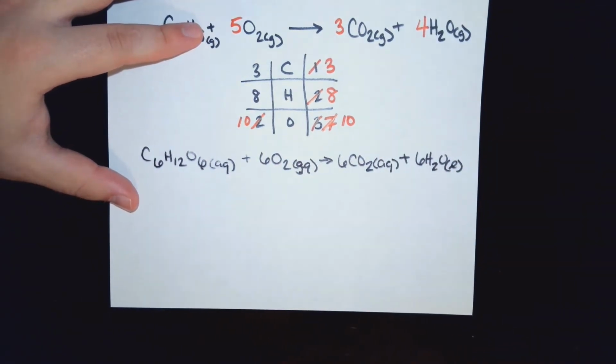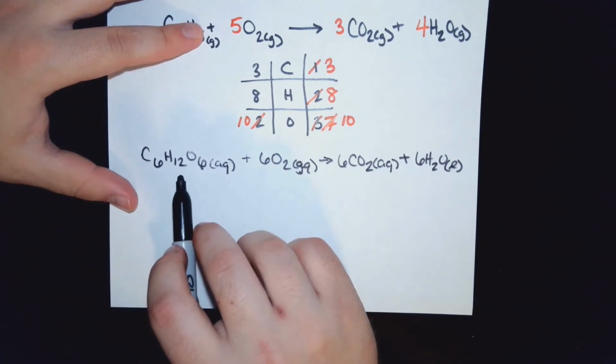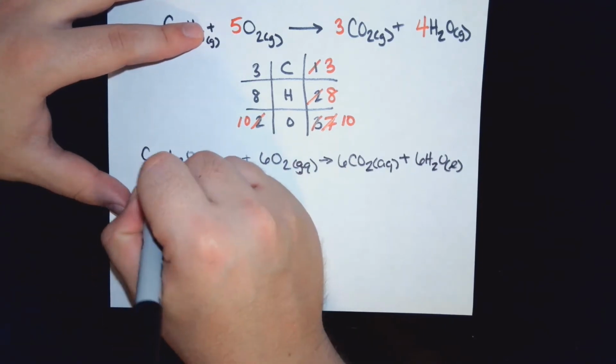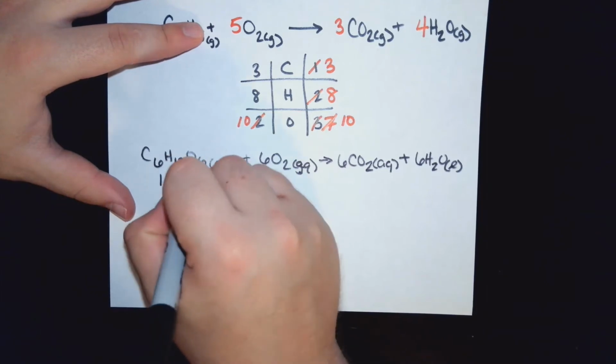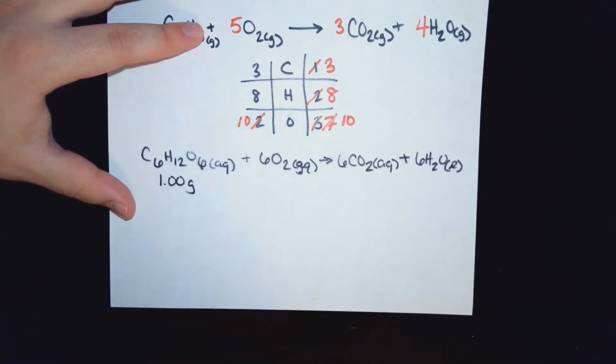Okay, so if I want to know how many grams of oxygen are going to react with 1 gram of glucose, which is this C6H12O6. So we have 1 gram of this. And I want to know how many grams of oxygen will react.